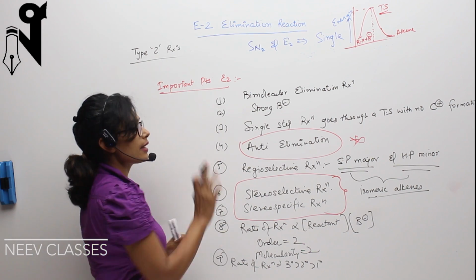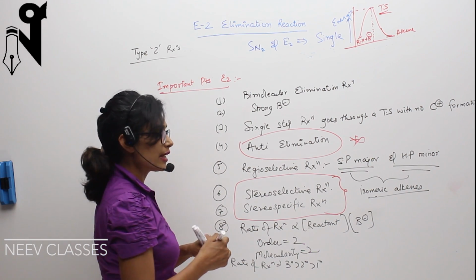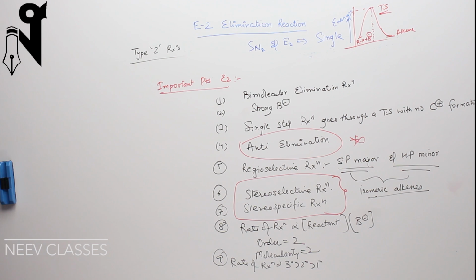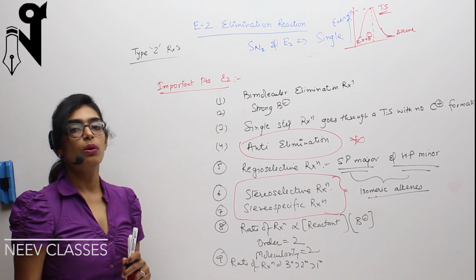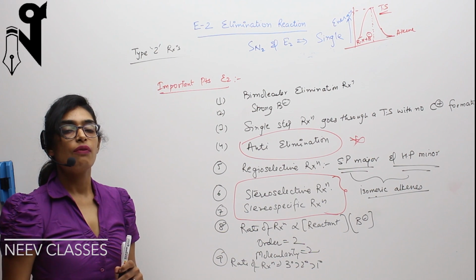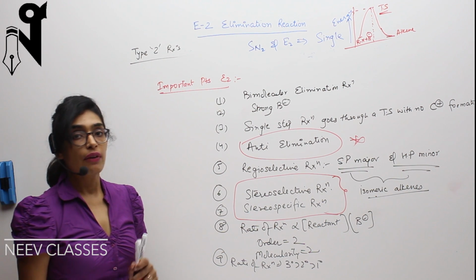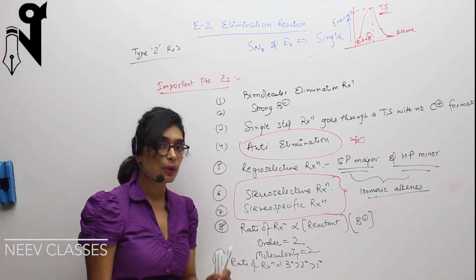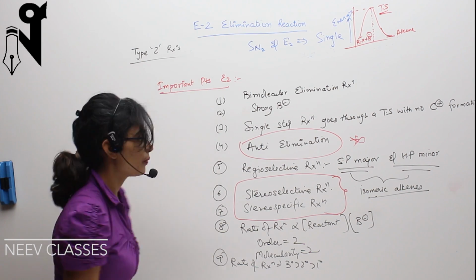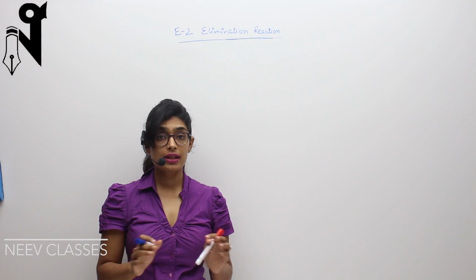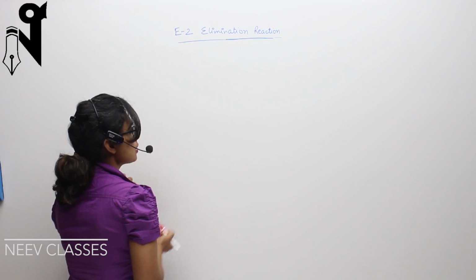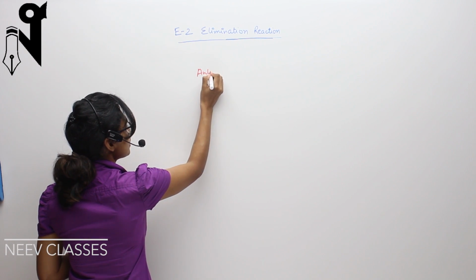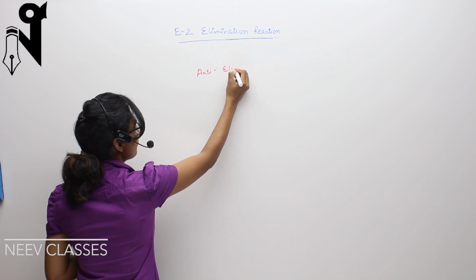Let's quickly see what is anti-elimination now. Now I'll explain the anti-elimination in detail, and this is a very, very important point when we are talking about E2, and this is something you have to be really careful about when we are doing the elimination reaction, specifically E2. Okay. Now let's understand what is anti-elimination. So just understand carefully.